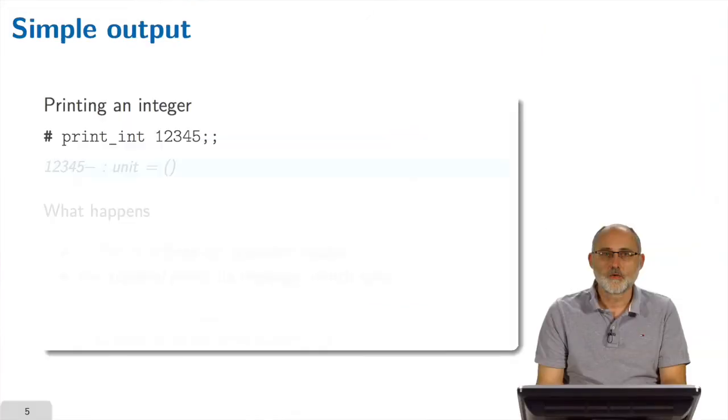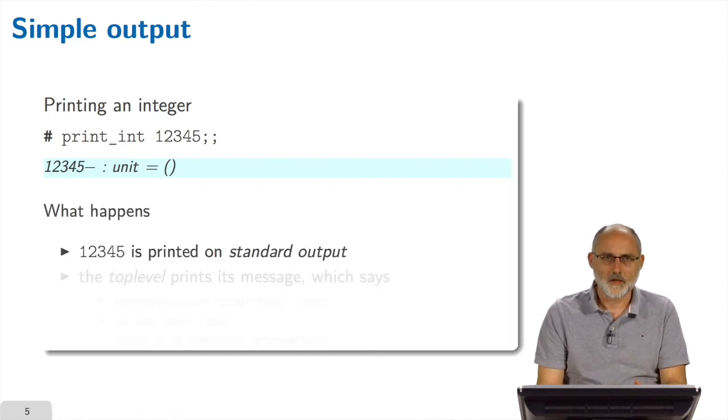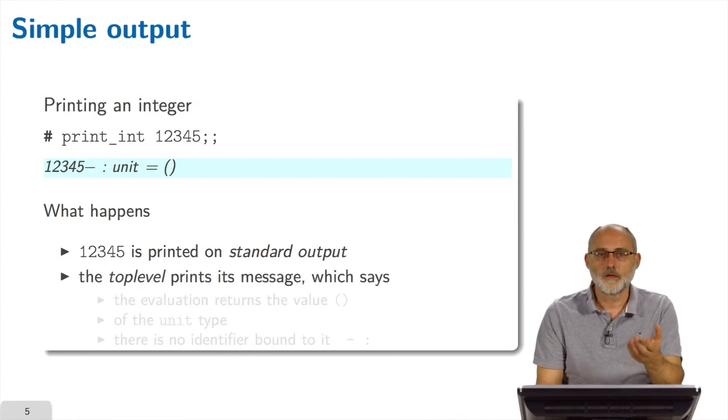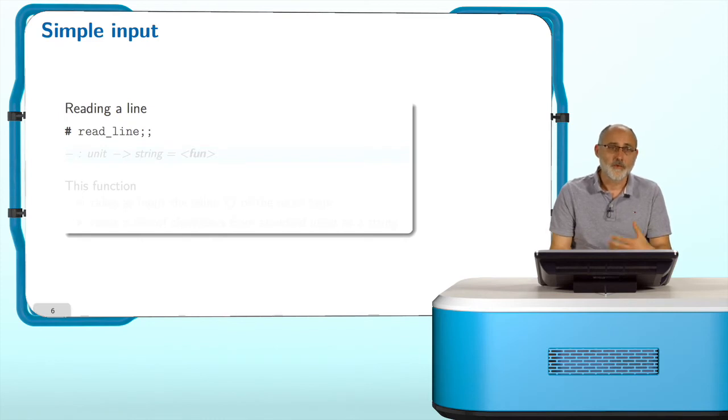So, for example, let's print the integer 12,345. We hit return, and this is the result. To understand what is going on in the standard output, it is important to understand that the first thing that has happened is that the print_int function has really printed on the standard output the number 12,345 and just stopped there. Just after that, the top level starts printing its own message, which says basically that the evaluation has returned the value unit of the unit type, and there is no identifier bound to it, I mean the dash colon.